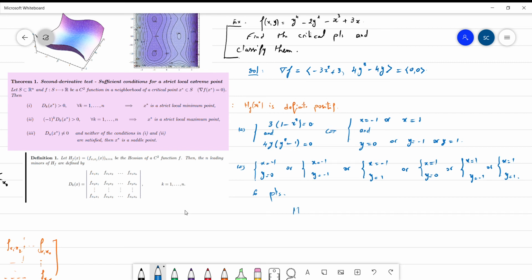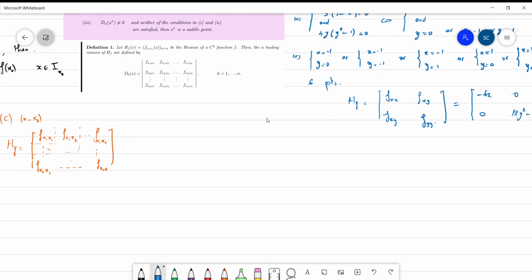So the Hessian: I need fxx, fxy, fxy, which will be the same because my function is regular, by Clairaut's theorem, and fyy. So fxx, I have fx derived again, which is minus 6x. fx with respect to y is 0, and fyy will be 12y² minus 4. Now, yes, I can make a test for my example.